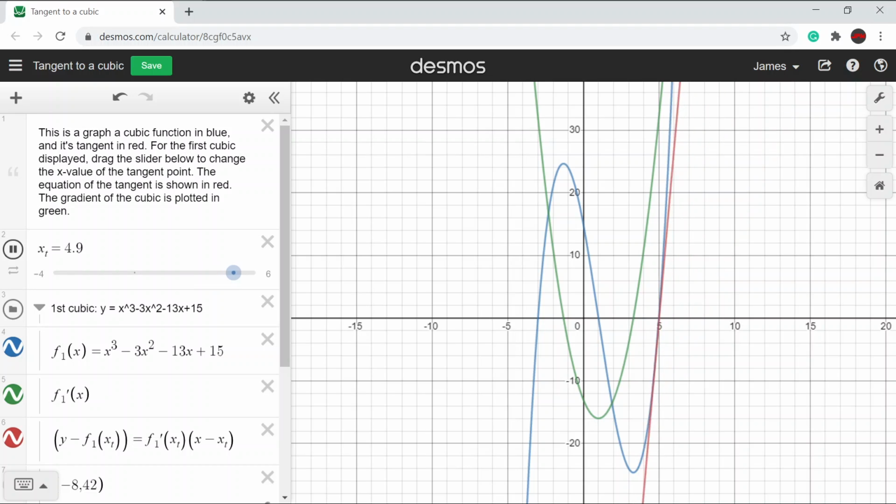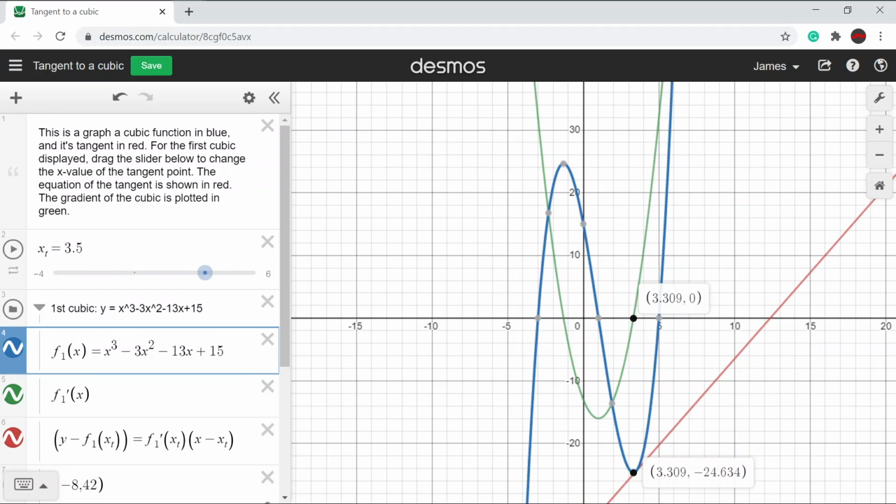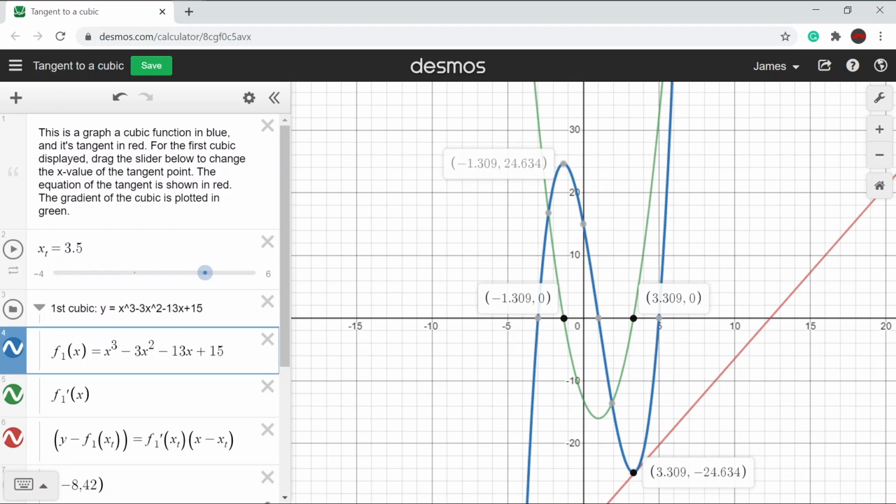As we get to those turning points, we can see the turning point here is where the same x value is where it turns around. So from the left, we can see the gradient is positive, positive, positive, positive, looking at the green line. And when it gets to -1.309, that's when it is at 0. And then between those two turning points of our original cubic function, we can see that the green graph here is negative, and then after that it is positive.